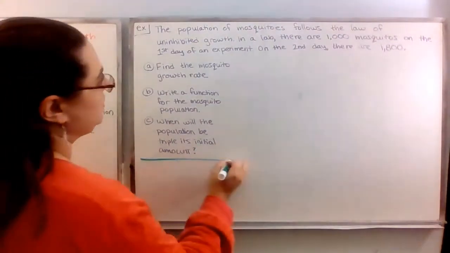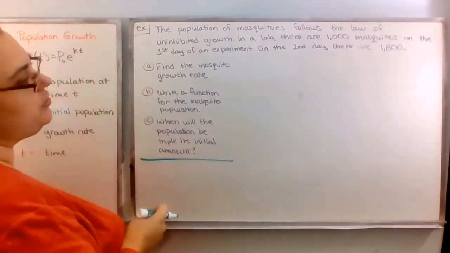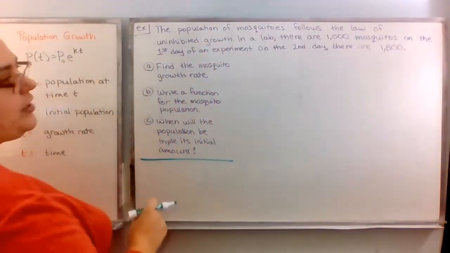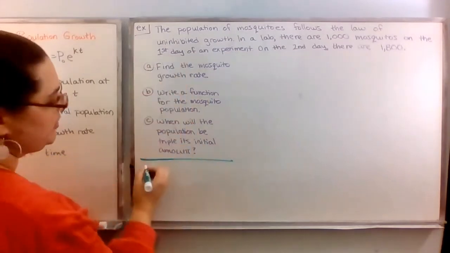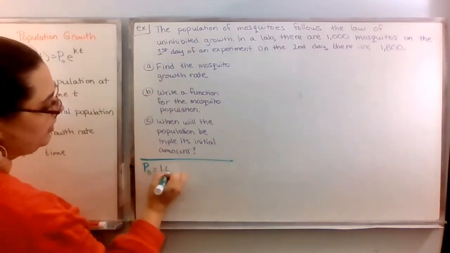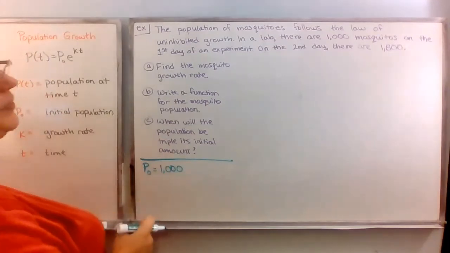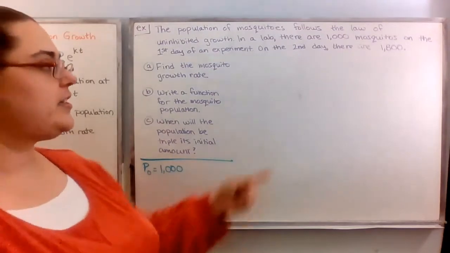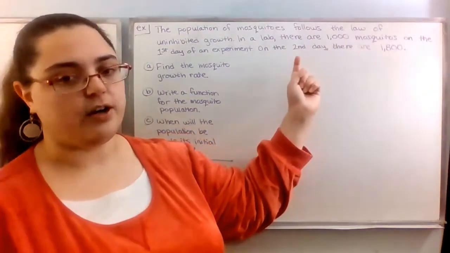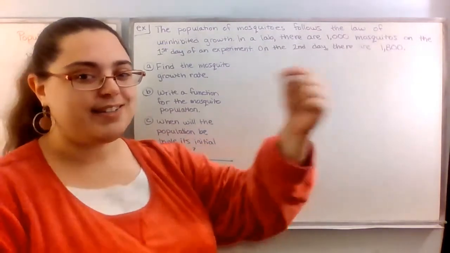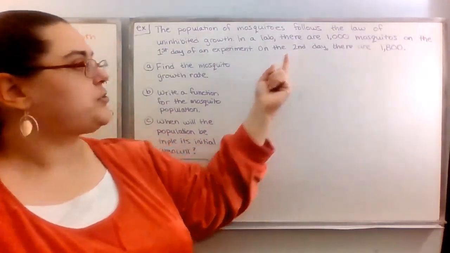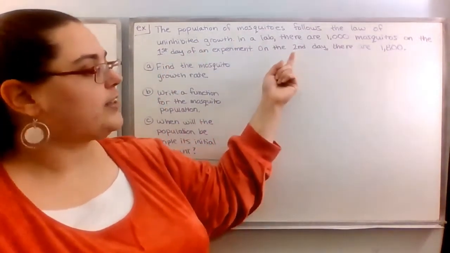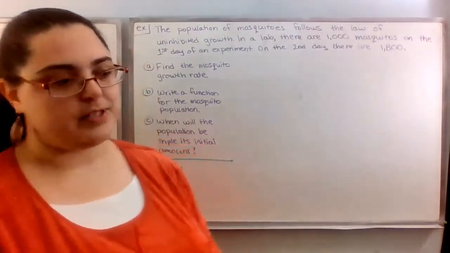As I read through this problem, we have the population of mosquitoes follows the law of uninhibited growth. That means we're going to be using this formula. In a lab, there are 1,000 mosquitoes on the first day. So that means our initial population is 1,000 mosquitoes. On the second day, there are 1,800. What they're telling us in this second sentence is that when t is 1 day later, so it's not 2, because we have a first day, that's day 0, and then the second day is day 1. So on the second day, there are 1,800 mosquitoes.